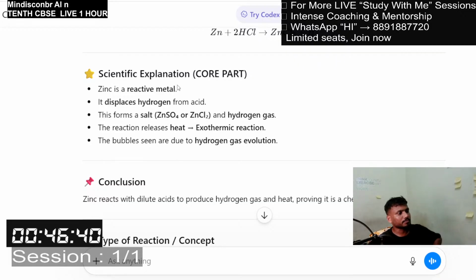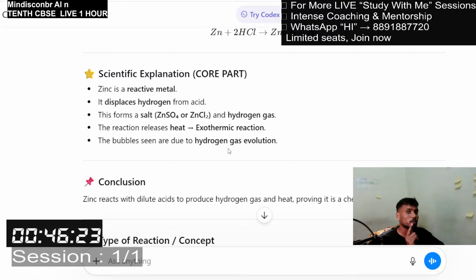Scientific explanation. Core part: zinc is a reactive metal. It displaces hydrogen from acid. This forms a salt, ZnSO4 or ZnCl2, and hydrogen gas. The reaction releases heat. Therefore, it is an exothermic reaction.